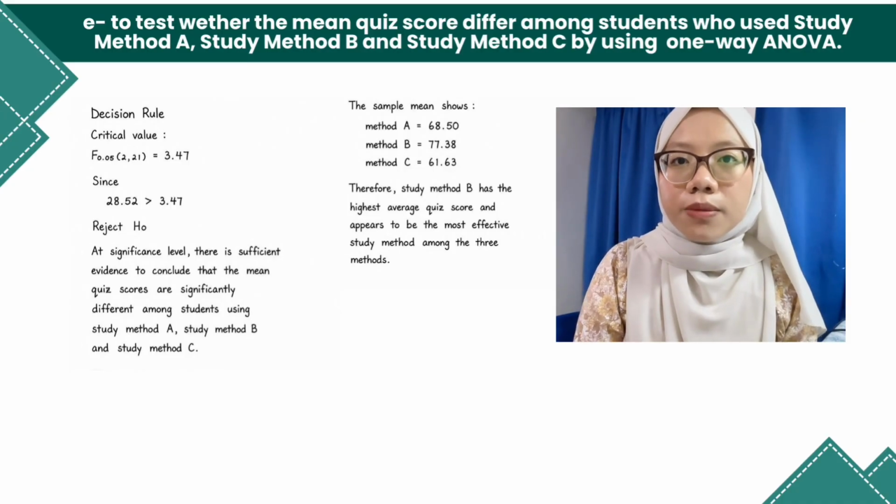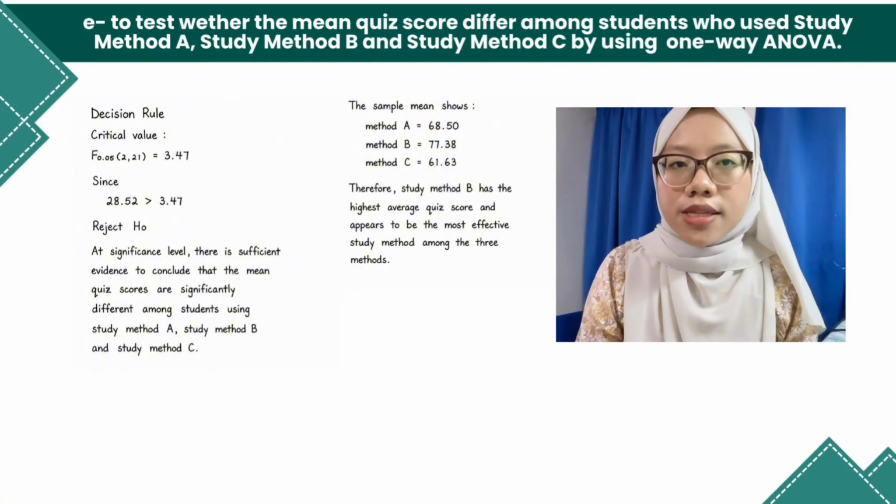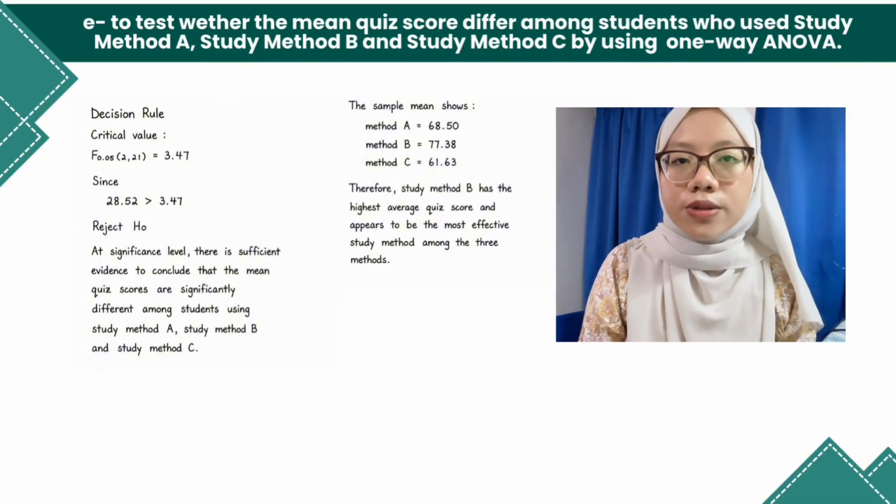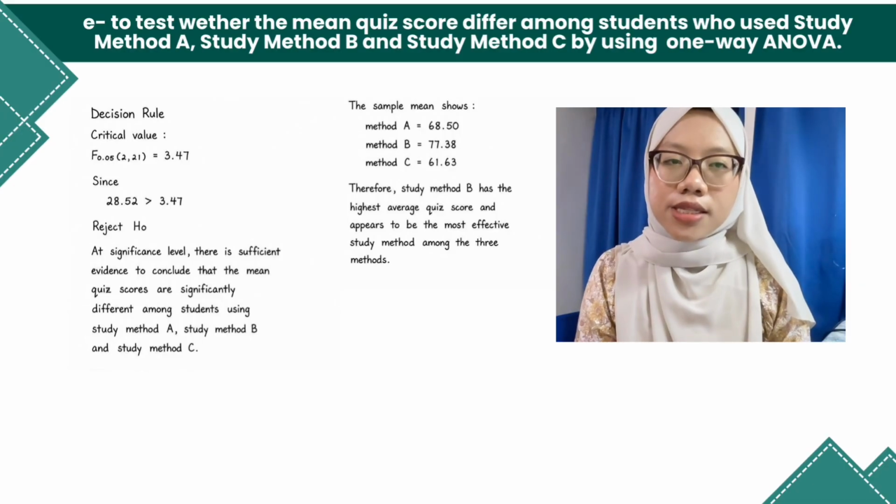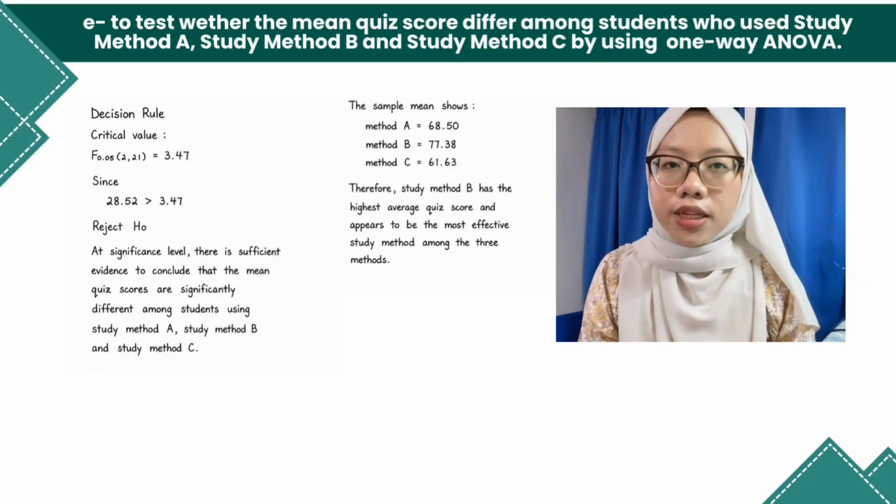The sample means show that method A has 68.5, method B has 77.38, and method C has 61.63. Therefore, method B has the highest average quiz score and appears to be the most effective study method among the three.